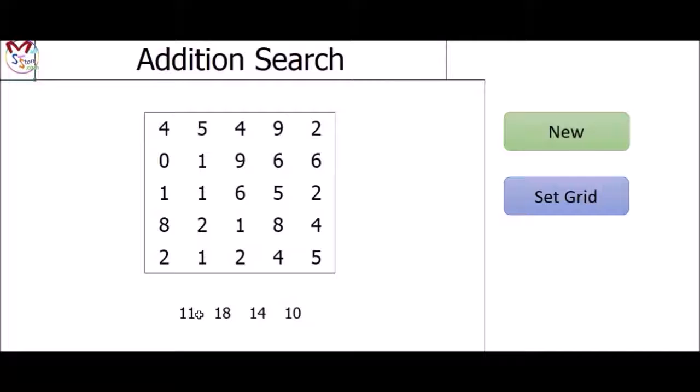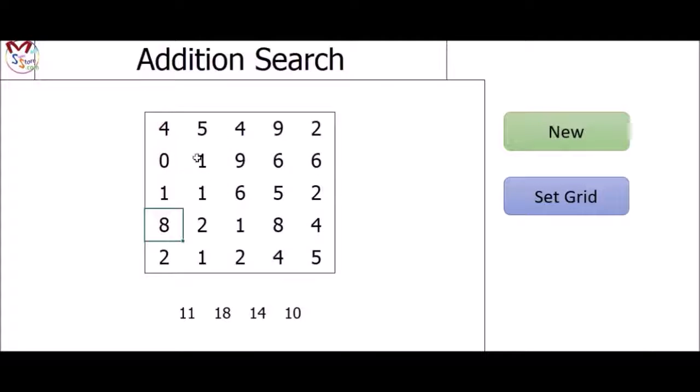Now, the first solution is 11, so we have to find the 11 first and then two numbers next to it that make up 11. So it's 5 plus 6 equals 11. Okay, 18. So we have to find 18. 18 is here, but 4 plus 0 is not 18, so we need to find another 18. So we've got 18, 8 plus 2 is not 18. But here's another 18. I've got 9 plus 9 equals 18.